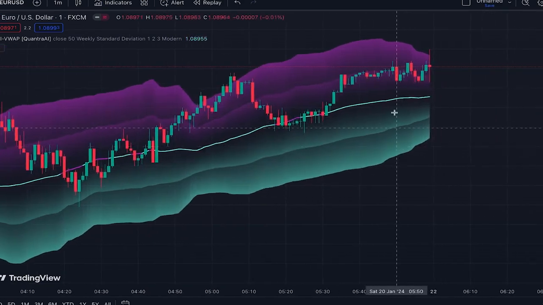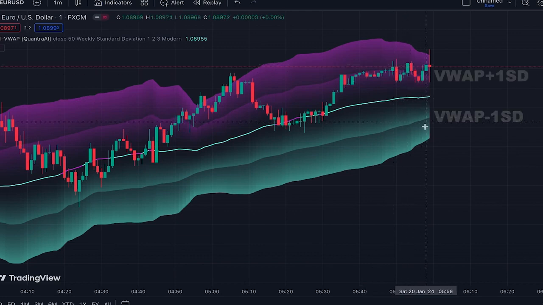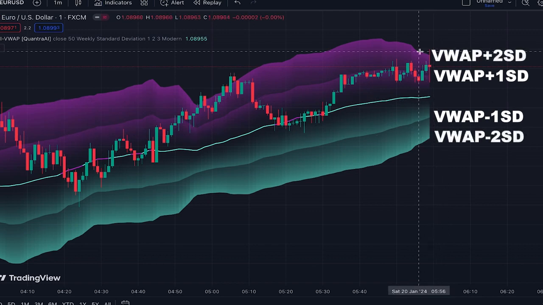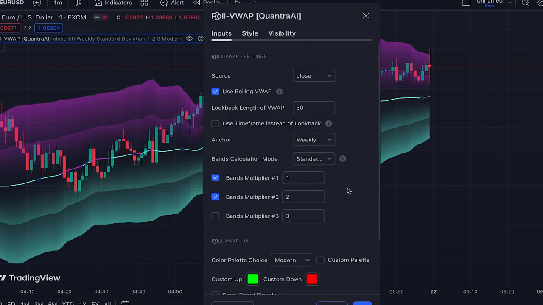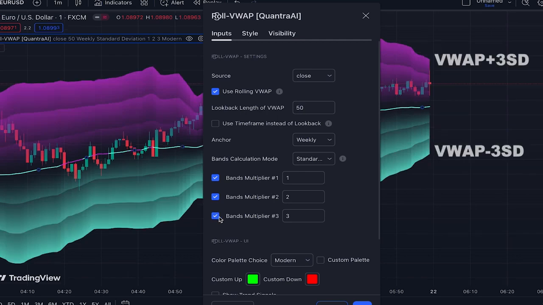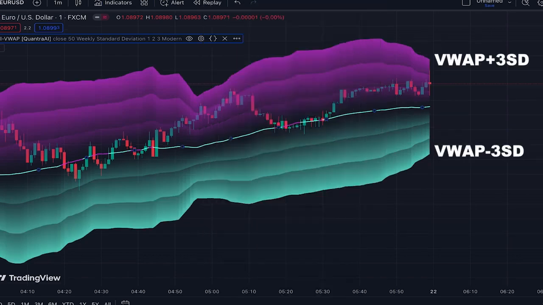These lines above and below the VWAP line are based on standard deviation. These two lines are one standard deviation from the VWAP line, and these two lines are two standard deviations from the VWAP line. We can also add 3 standard deviation bands to the chart here in the settings of the indicator with the help of this option, which you can use depending on the trading strategy you're going to use.